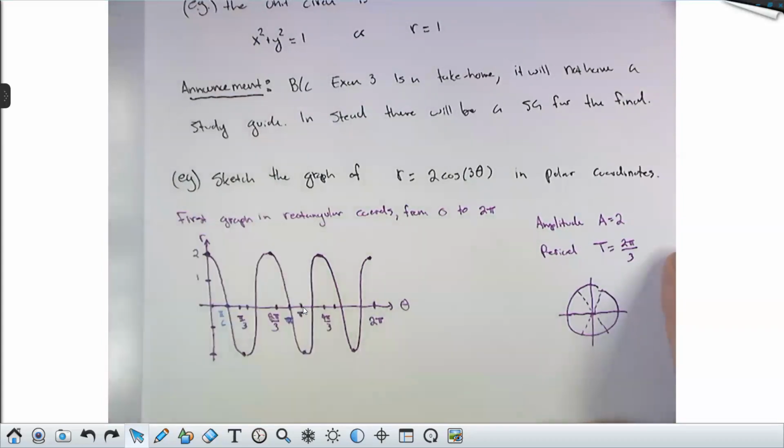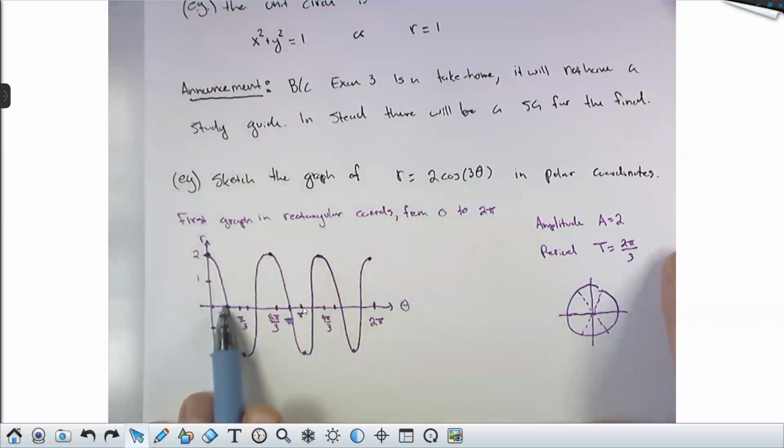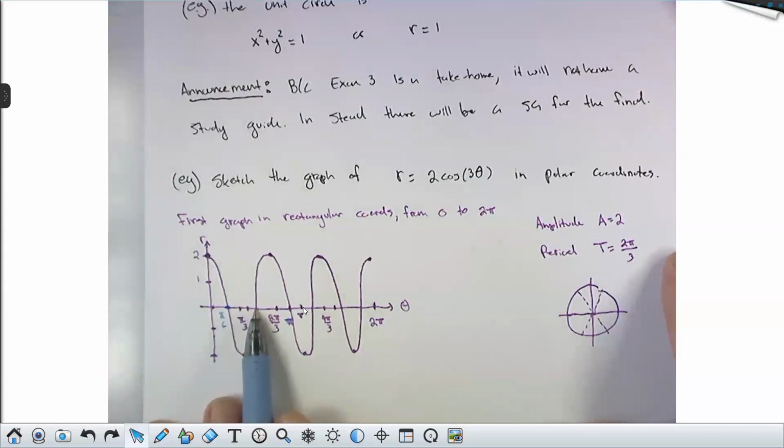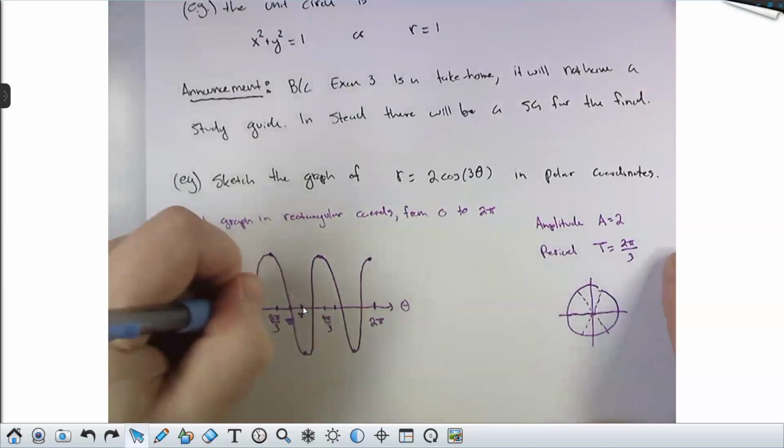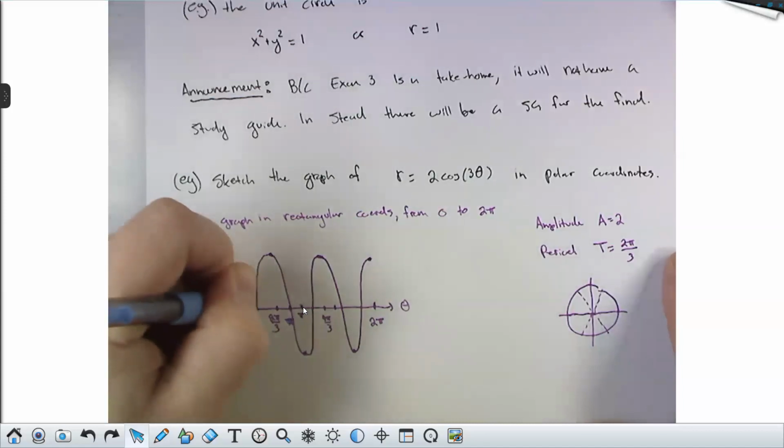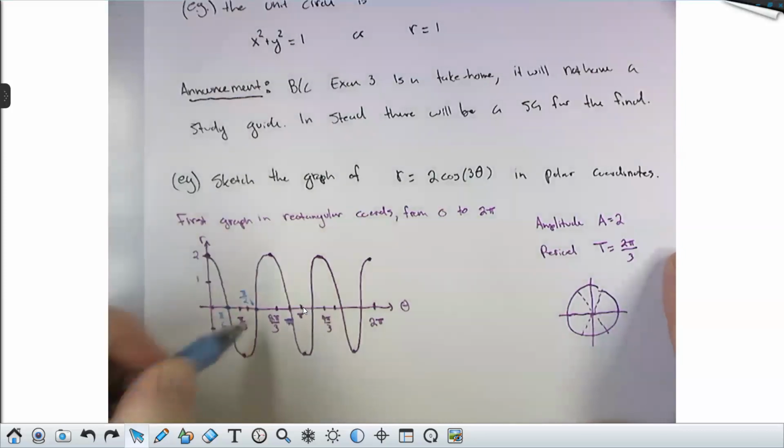So the trick is to count in multiples of pi over 6, right? You know, each one of these little gaps is pi over 6. So 1 pi over 6, 2 pi over 6 is pi over 3. The next one would be 3 pi over 6, which is pi over 2. 4 pi over 6, which is 2 pi over 3. 5 pi over 6.